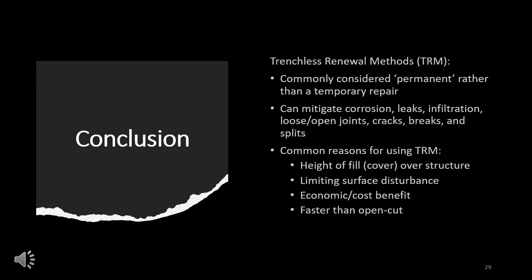Trenchless renewal methods themselves are commonly considered permanent rather than a temporary repair. They can mitigate corrosion, leaks, infiltration, loose or open joints, cracks, breaks, and splits. And some of the common reasons for using trenchless renewal methods are to fill or cover over a structure, and limit surface disturbance. People use it because of the economic and cost benefit of using this technology, and they are much faster than doing open cut on the site.